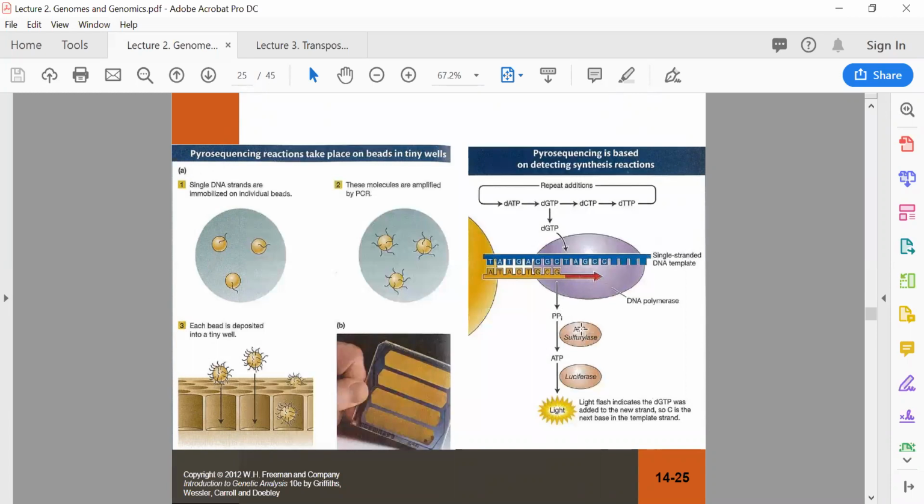Then we have these enzymes coming into play. Sulfurylase will incorporate that pyrophosphate into ATP. You'll remember your adenosine triphosphate. And then this enzyme, luciferase enzyme, will actually convert that to a light signal. And the light flash will indicate that the guanine was added to the new strand. And that's the basis of our 454 pyrosequencing reaction. Very elegant technology right there.